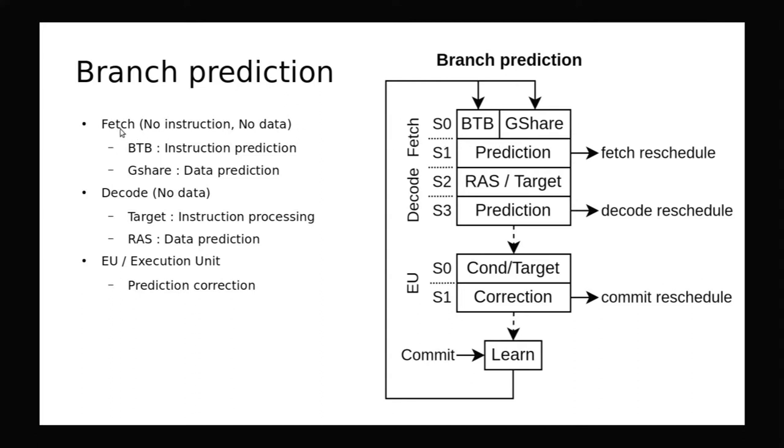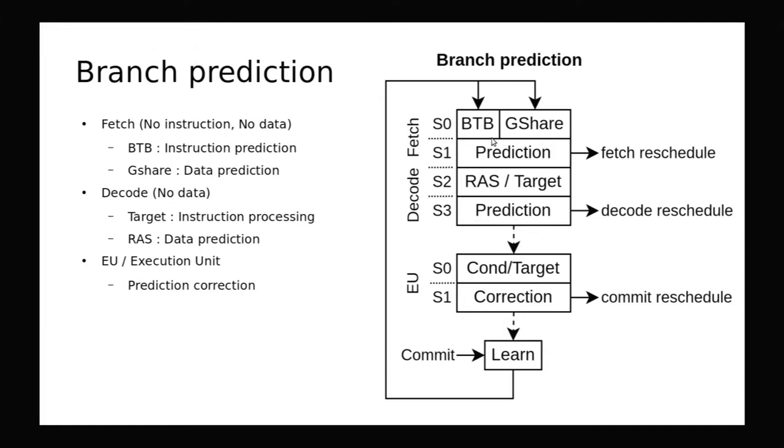And so the thing here is that we don't have a lot of information to predict where the CPU should go next. We don't know the instruction we're executing yet, because we are currently accessing the instruction cache in parallel. And we don't know the data. For instance, if you have a branch if equals, we don't know the values that we have to compare to know if we have to branch or not. So we have to make predictions for those two things.